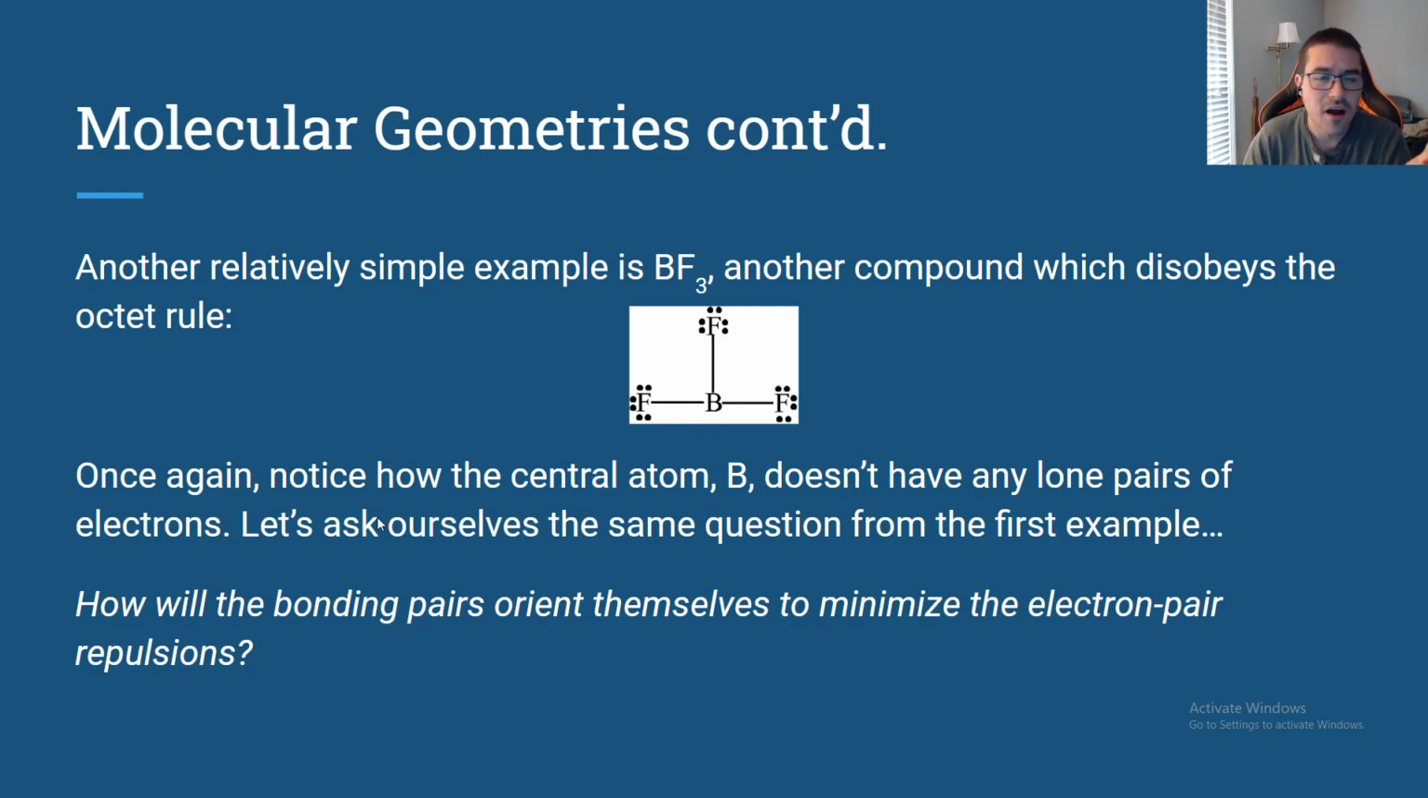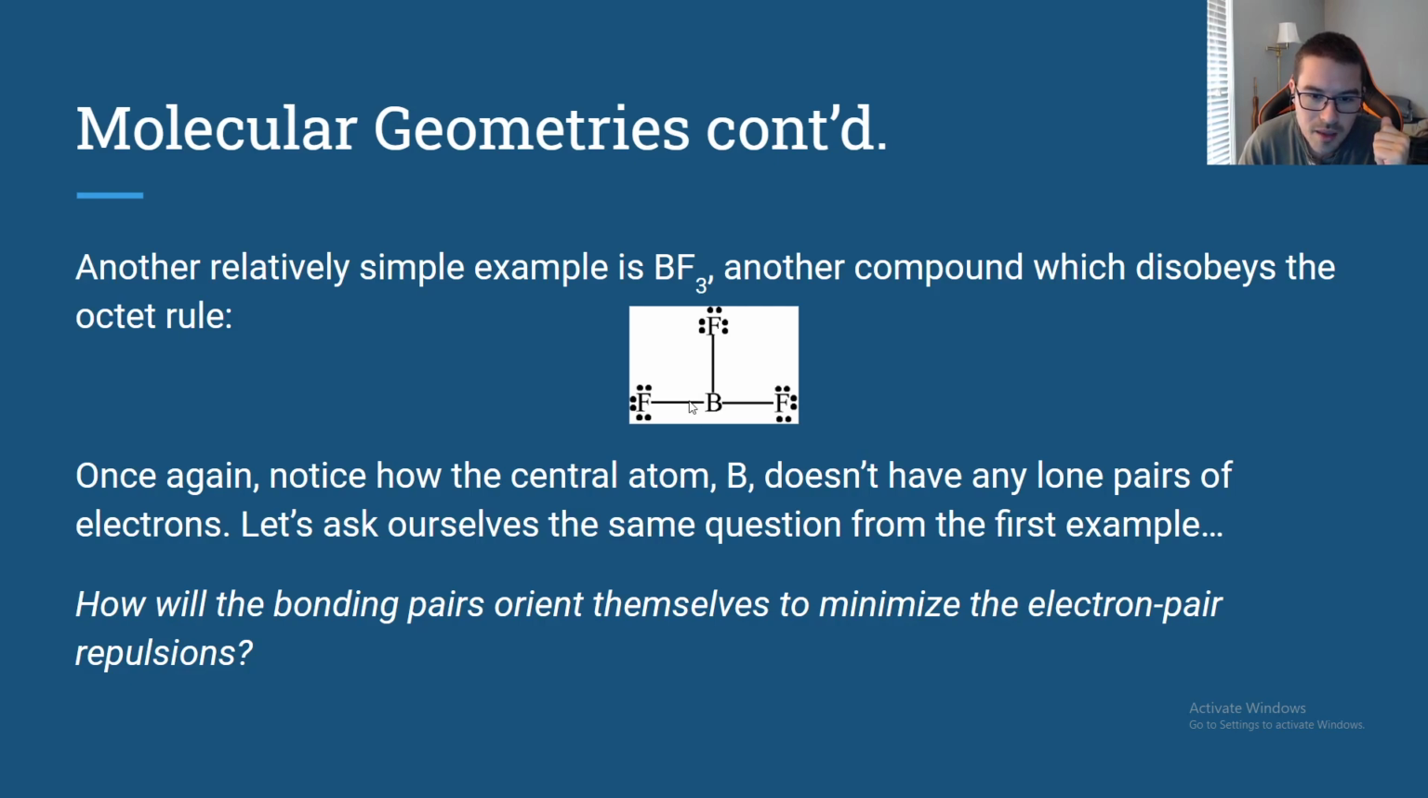So once again, if we want to determine the geometry, we have to ask ourselves this question: how will these 3 bonding pairs orient themselves so as to minimize the electron pair repulsions? Now, if you look at this Lewis structure, which is a correct Lewis structure, by the way, you might think maybe this is the structure. But that is not the case, not in reality. This Lewis structure is okay in terms of showing us where the electrons are and how many electrons are around each atom, but it's not good at showing us the actual structure.